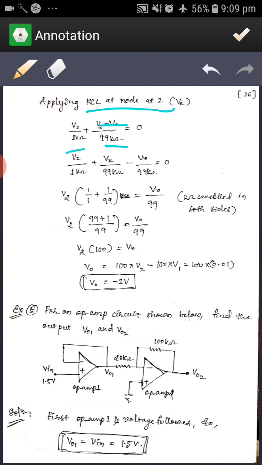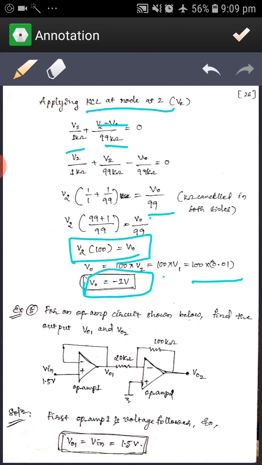Here again we can take the cross multiplication and we arrive with V2 as common, that is 1 by 1 and 1 by 99, and V0 by 99, so the units cancel. So V2 into 100 is equal to V0. V2 is equal to V1, and V1 we know is minus 0.01, so directly V0 is equal to minus 1 volt, as we calculated previously.